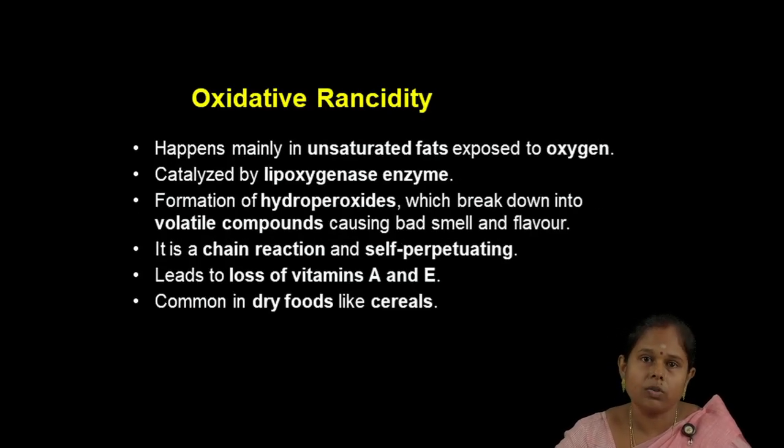Next one is oxidative rancidity. It happens mainly in unsaturated fat. Unsaturated fat, that is vegetable oil, is exposed to oxygen, catalyzed by lipoxygenase enzymes. This forms hydroperoxides, which break down into volatile compounds causing bad smell and flavor. It is a self-perpetuating chain reaction that leads to loss of vitamins A and E. It is common in dry foods like cereals.